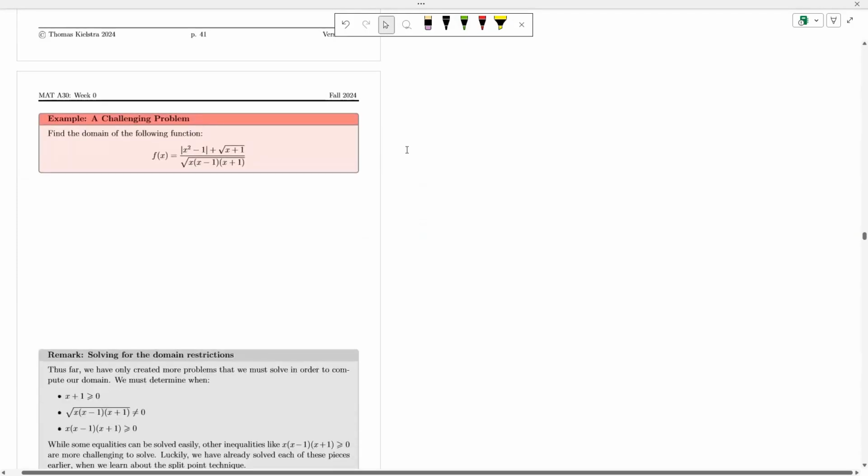We have this expression here. Now, within this expression, on the numerator, we have this absolute x squared minus 1. There is no constraint for absolute x squared minus 1. This does not provide any constraint. Okay? And we want to define the domain of the following function.